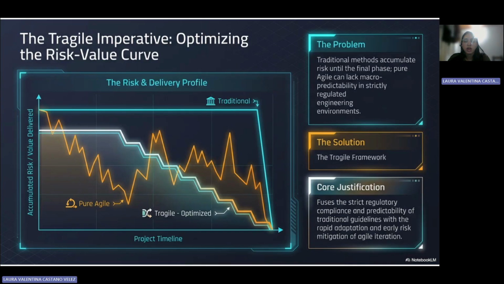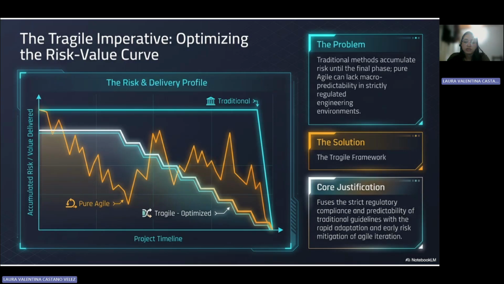Traditional dimension accumulates risk, not the final phase. For agile, the lack of macro prediction is in strictly regulated environments. The solution, the trial, the problem.